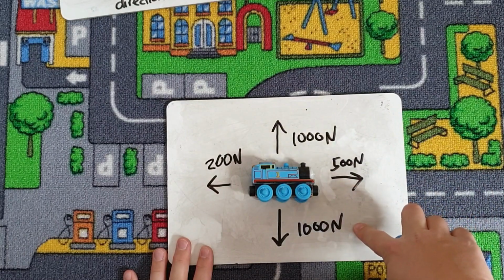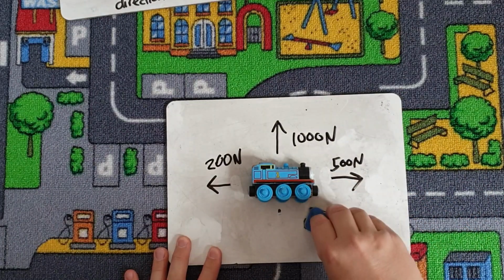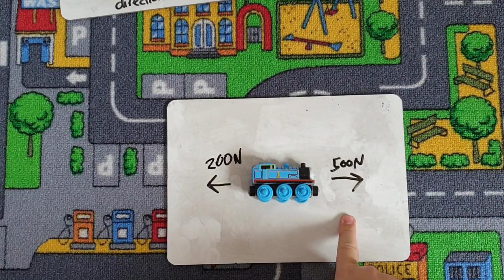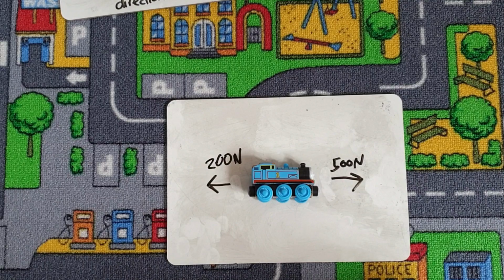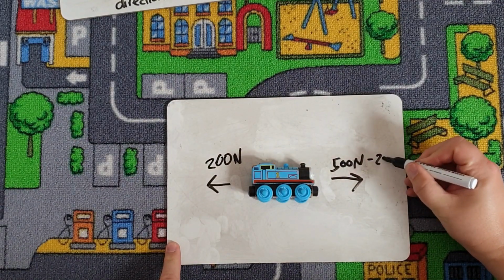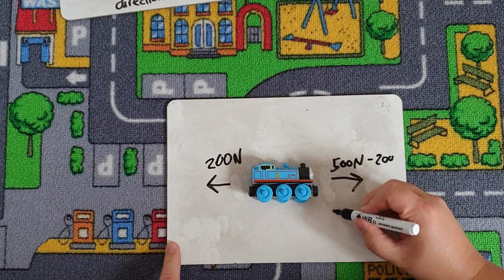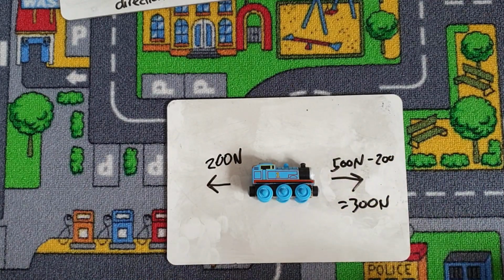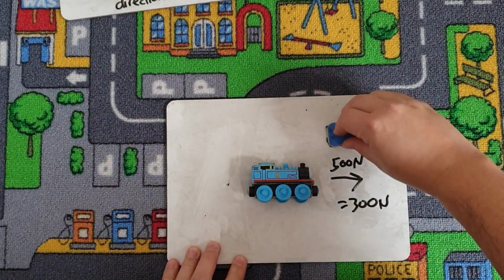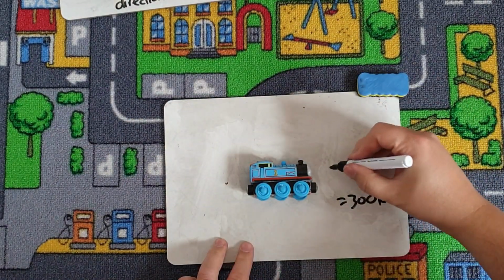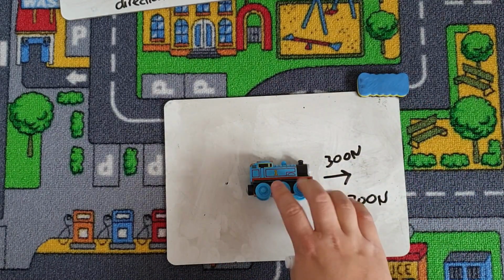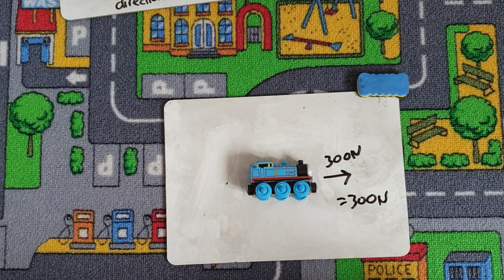So 1,000 minus 1,000 equals 0, so we can cancel those out completely. And we've got 500 to the right and 200 to the left. So 500 minus 200 is the same as 300 newtons. So if we want to simplify them all down, we can cancel that one, and we just end up with 300 newtons that way. And what we would say is 300 newtons in this example is the resultant force.